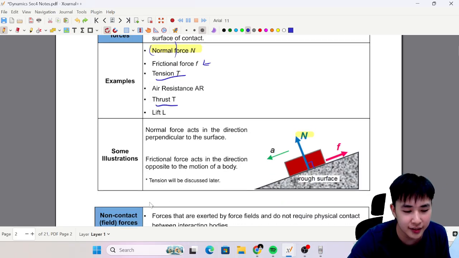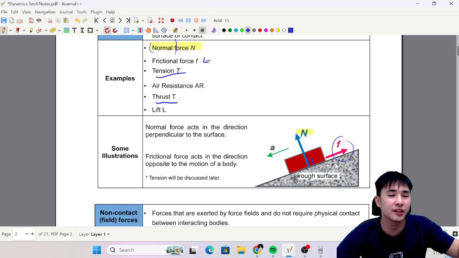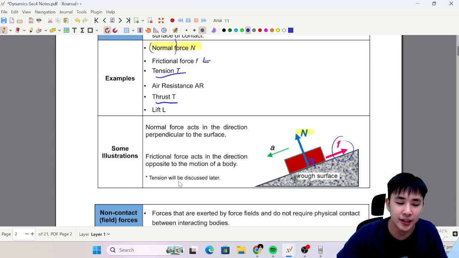These are some of the important illustrations to visualize. Friction always opposes the direction of the motion. The normal contact force is always at a right angle to the surface. Tension we'll also discuss a bit later in the notes.